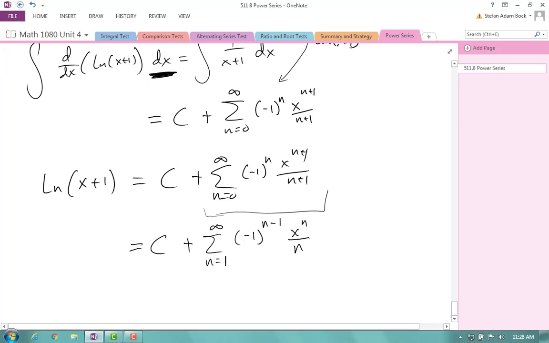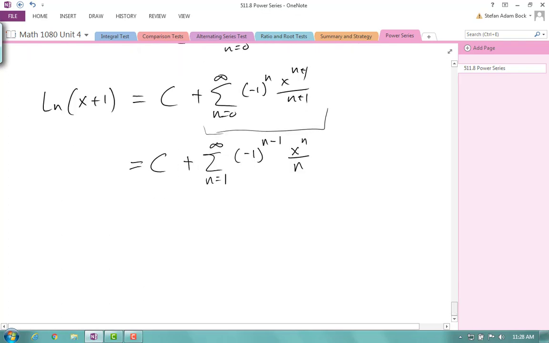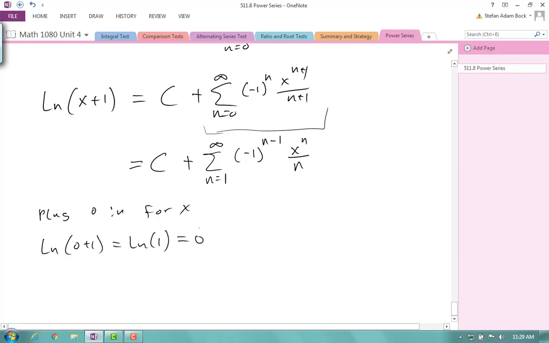That's what I get if I change my index by just a little bit. Now to solve for the c, all I've got to do really is plug in a number to both sides and make sure that they line up. If I plug 0 in, I'm going to have the natural log of 0 plus 1, which is equal to the natural log of 1, which is equal to 0. And I'll have c plus the sum from n equals 1 to infinity of negative 1 to the n minus 1 times 0 to the n over n, which is just 0 everywhere. Which means for this time, my c is equal to 0.